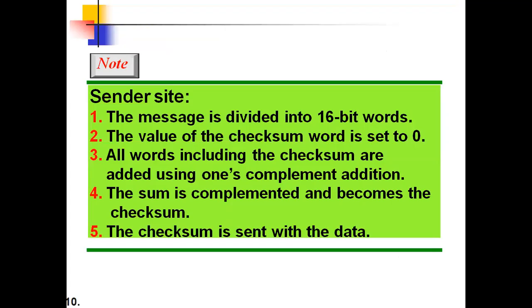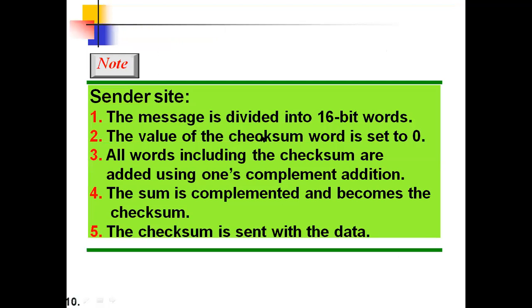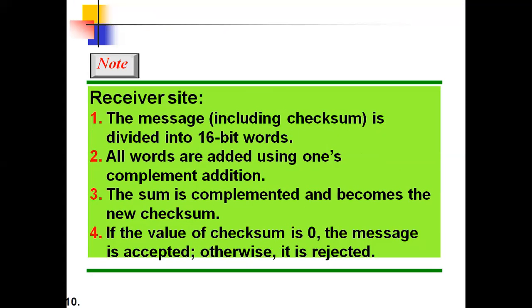Whatever we have done till now, the same thing he has written in terms of an algorithm. The message is divided into 16-bit words, then the value of the checksum word is set to 0. Then all the words are added using 1's complement addition. Whatever steps we have performed here, he has written in the form of an algorithm. This is at the sender side, this is at the receiver side.